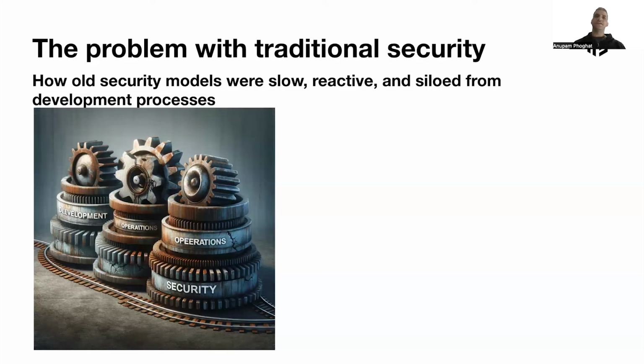The traditional security models were primarily designed for a different era of software development, where deployments were infrequent and architectures were relatively static. These models typically involved a distinct security team that operated independently from the development and operations team.